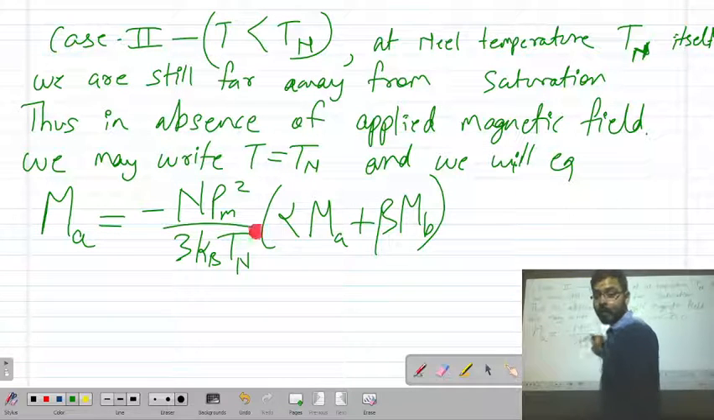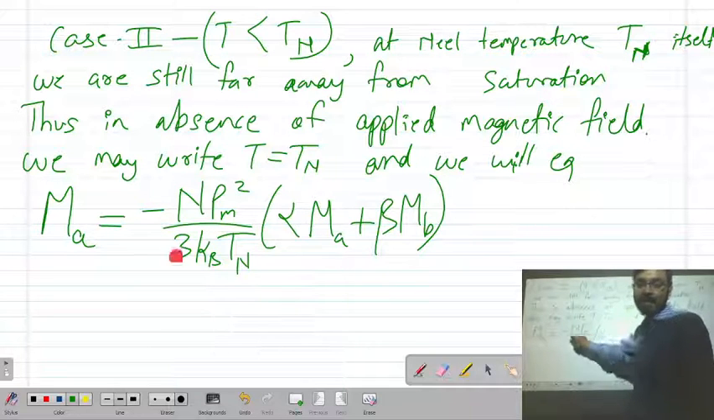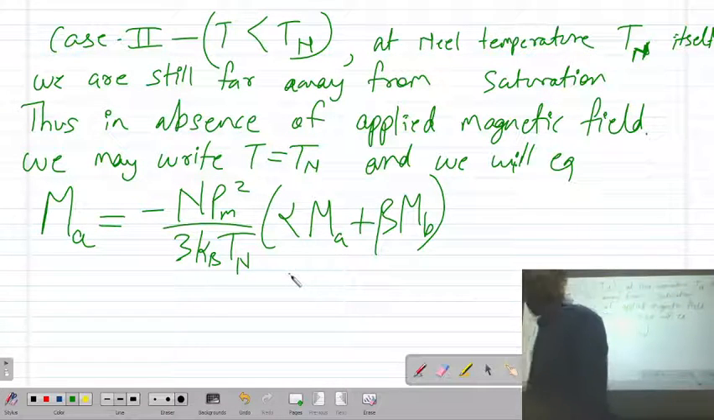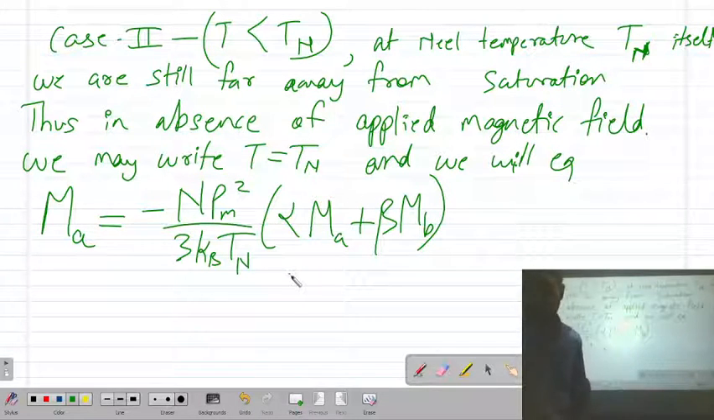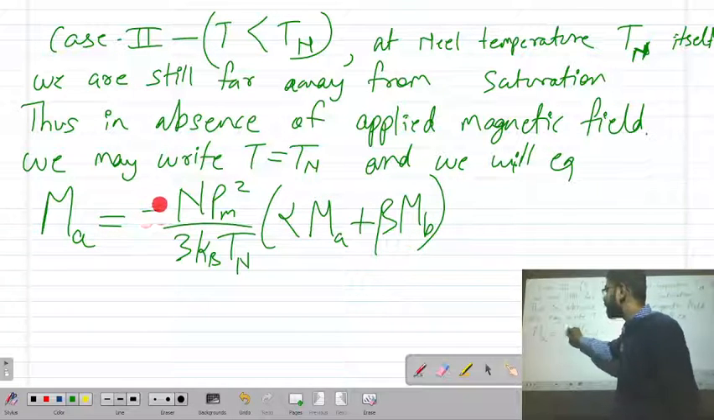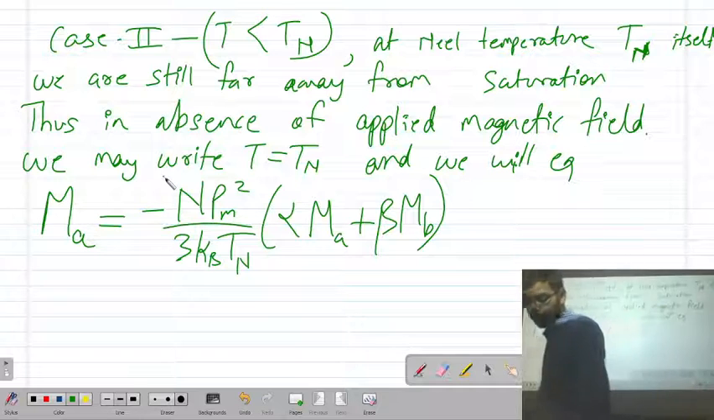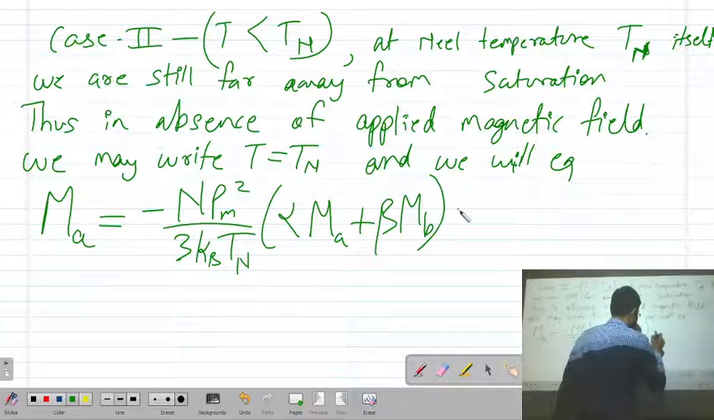In the previous equation number 1, we have H of A. Substituting this value of H of A in this equation, we will get this kind of form, because the applied H will be equal to 0. So minus alpha M of A minus beta M of B, this minus sign is coming from H of A. Let us call this equation number 4.